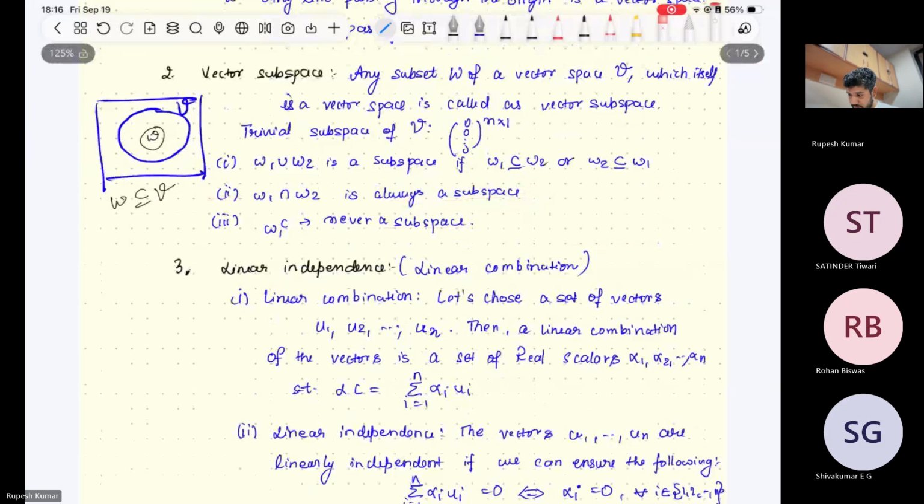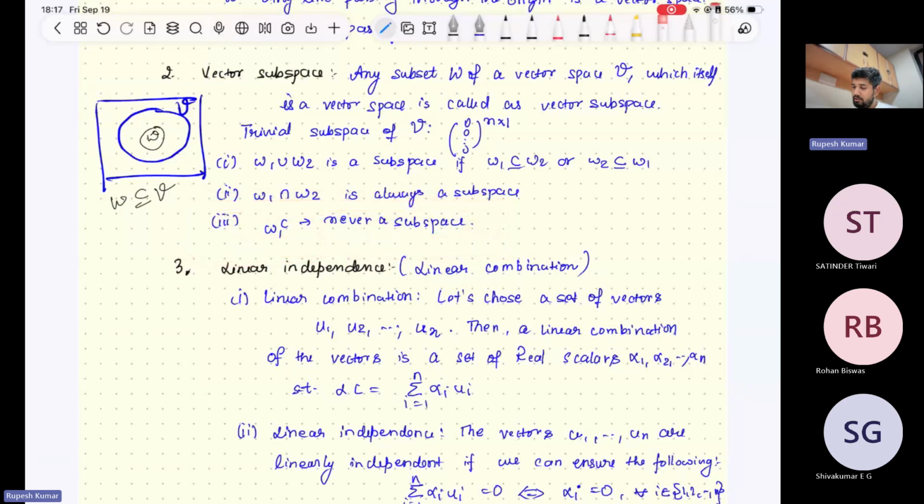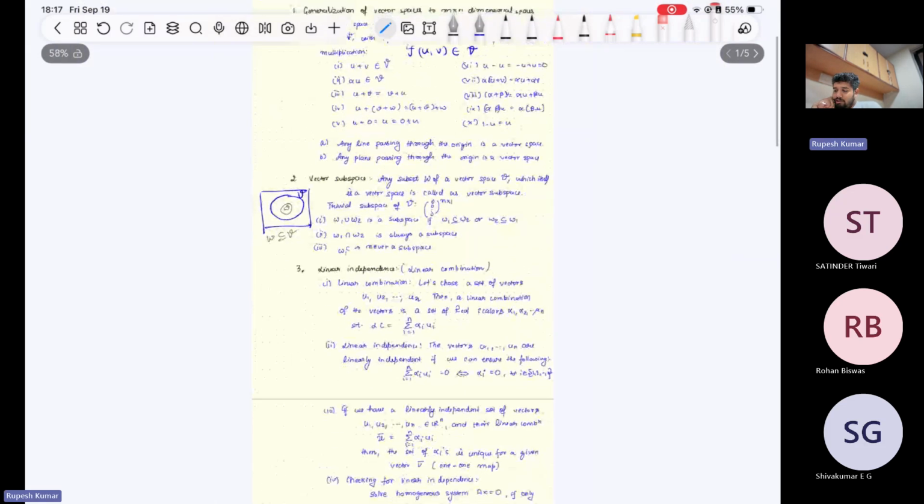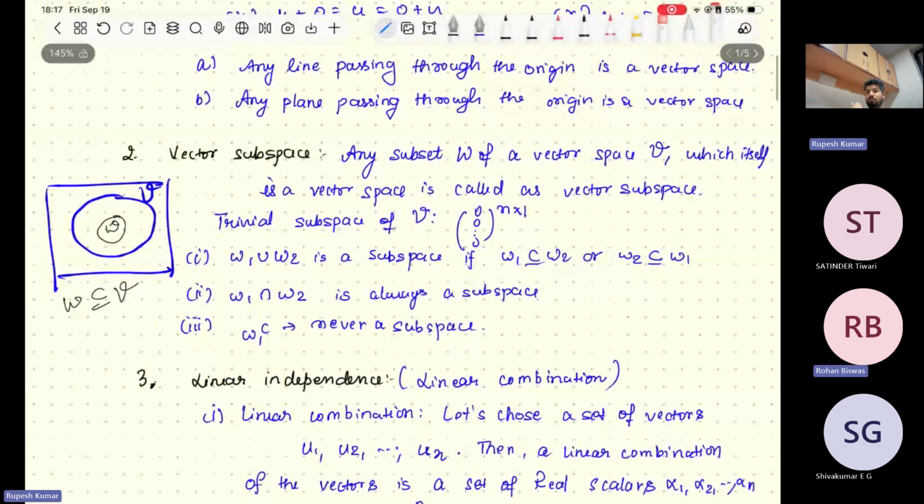And the complement is never a subspace, right? The complement will never be a subspace. Any doubts in these? Any doubts in the properties of vector spaces and vector subspaces? And we are not talking about two-dimensional or three-dimensional spaces. We are dealing with general n-dimensional spaces.